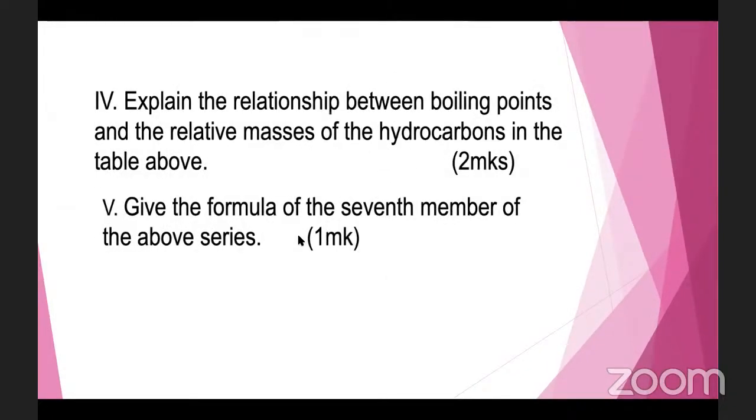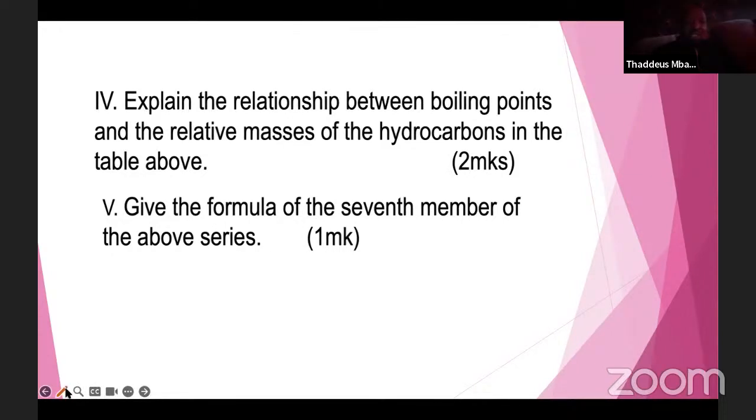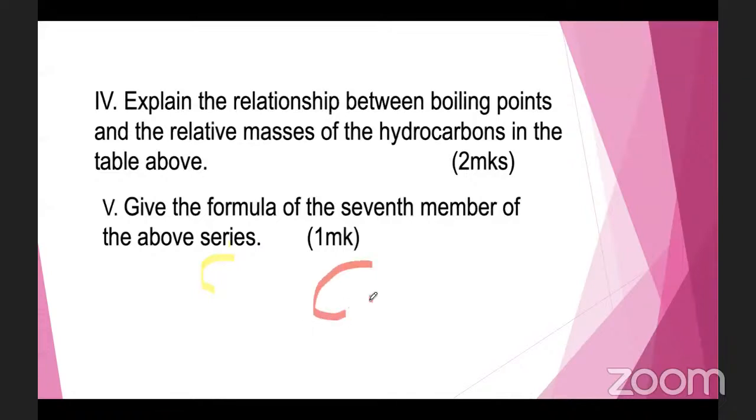But then you see now we are only telling you because there are so many formulas of this. That's why the examiner is telling you to write the formula. So the formula of the seventh member will be C what? C8H16. Listen. It is going to be C8H16.